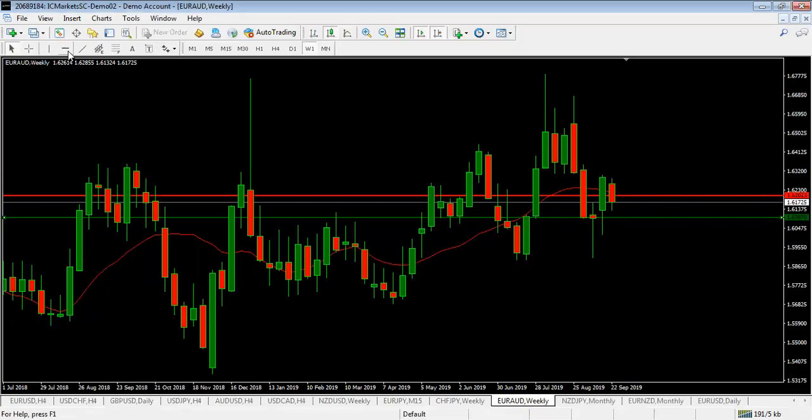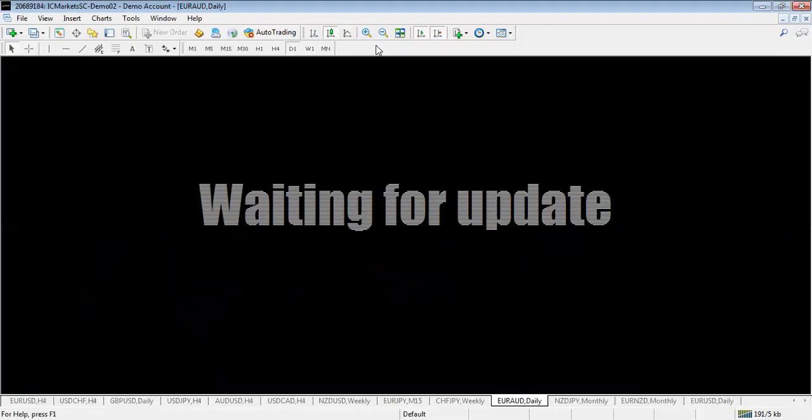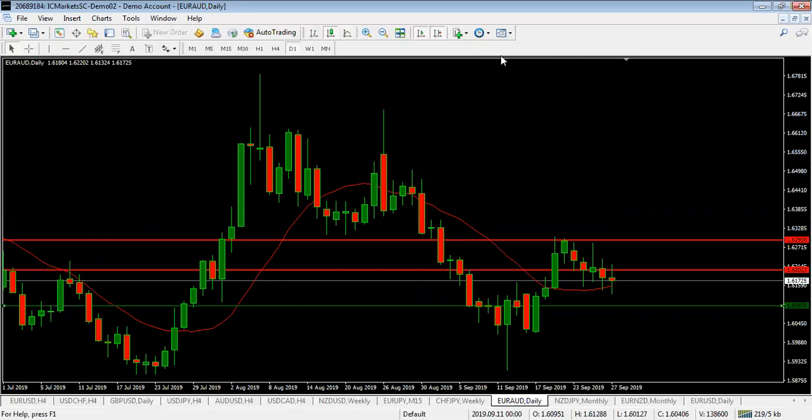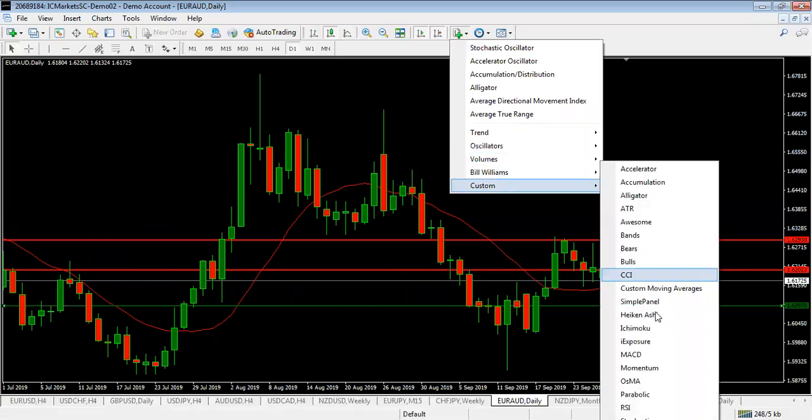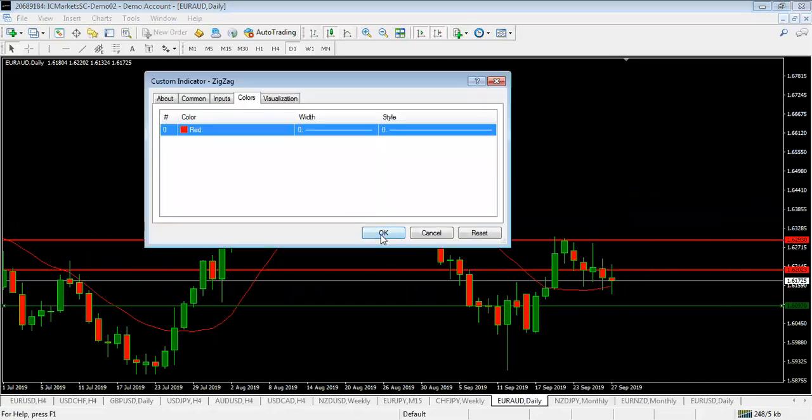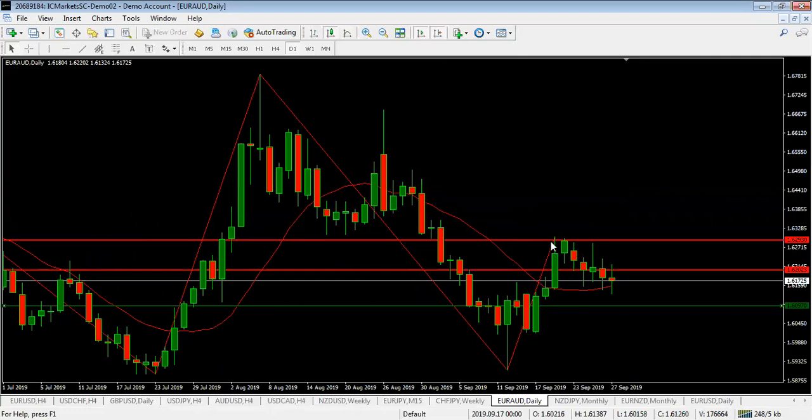I need to be sure I have a zigzag here on the daily. Let me look at the daily. Okay, there's no zigzag there. Let me apply my zigzag, see what we have. So there's a zigzag at this level.